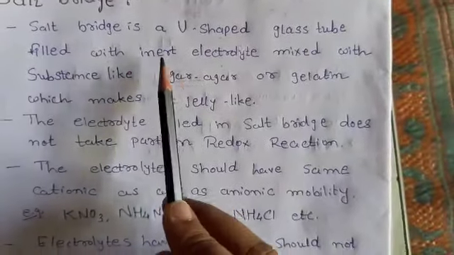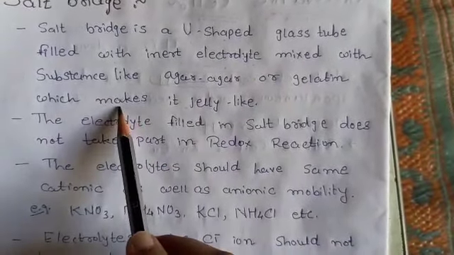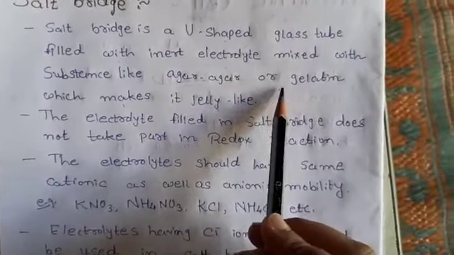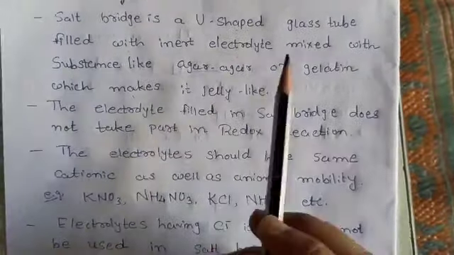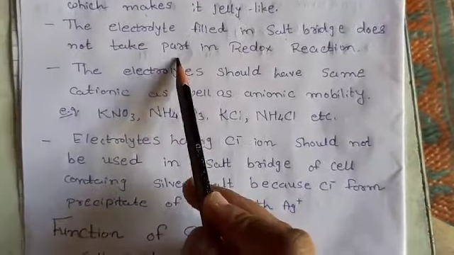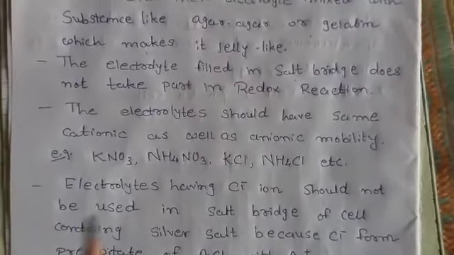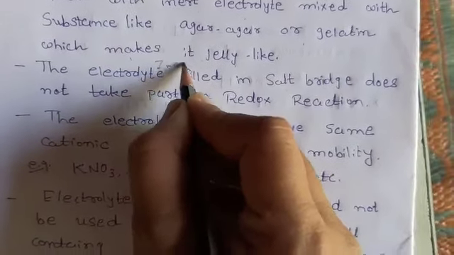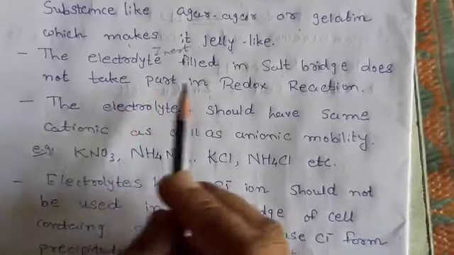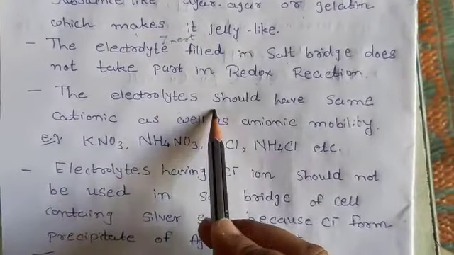Salt bridge is a U-shaped glass tube filled with inert electrolyte mixed with a substance like agar-agar or gelatin, which makes it jelly-like, right? This type of substance is used to form the electrolyte as a jelly-type substance, right? The electrolyte filled in the salt bridge does not take part in a redox reaction, right? We have to use that type of electrolyte. We use the word inert electrolyte, right?